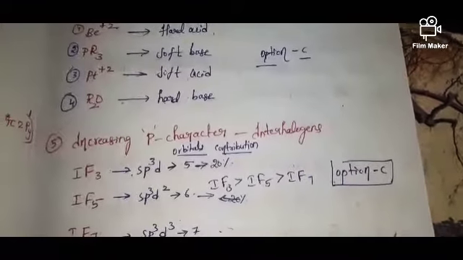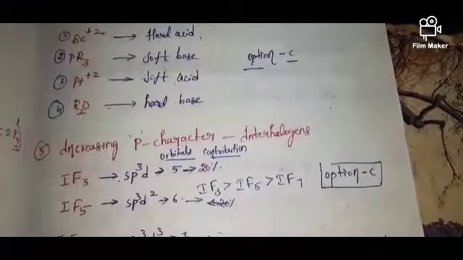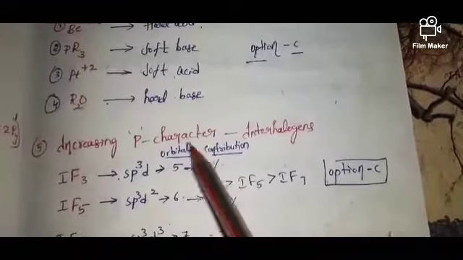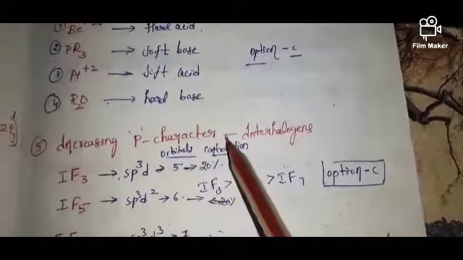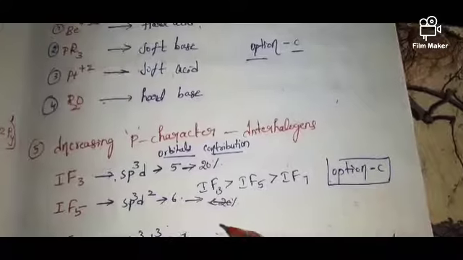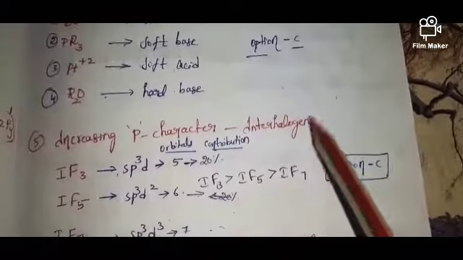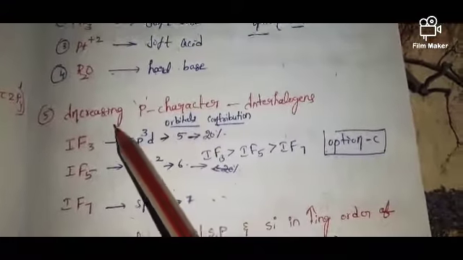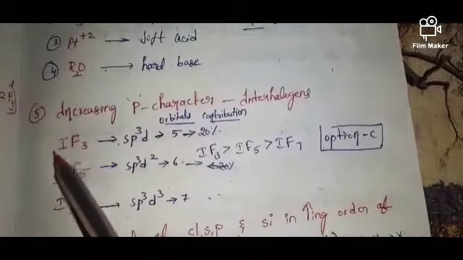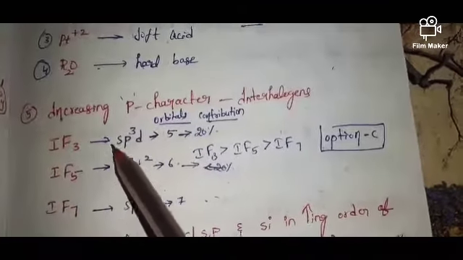The next question is related to p character, where the order is asked based on increasing p character. They have asked the p character for the interhalogens. See here, they have given these interhalogens.